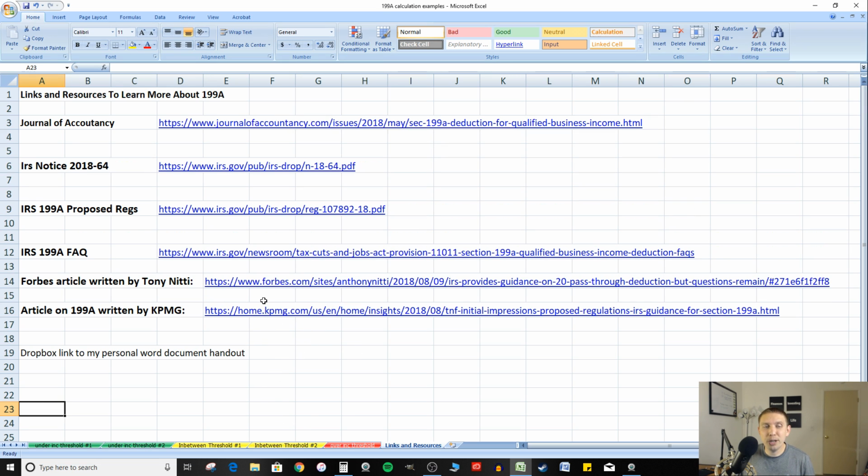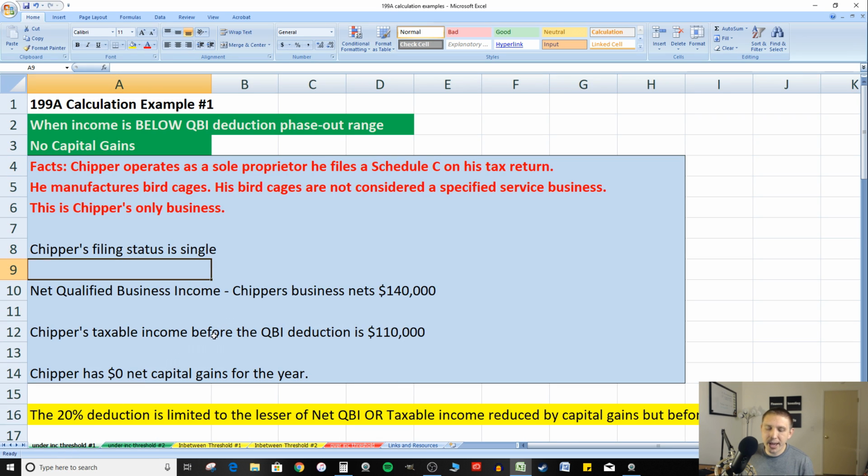Let's just talk real briefly about having multiple businesses. If you're a business owner, and this deduction is meant for business owners, as you know if you watched part number 1, and you have multiple businesses, you would have to do this calculation for every business you own.